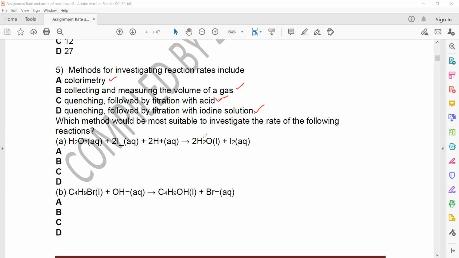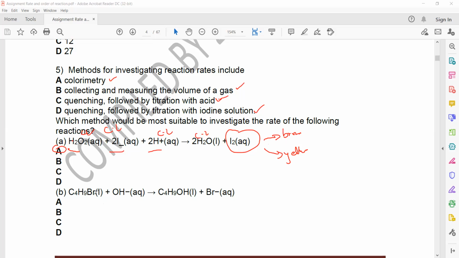Which method would be the most suitable to investigate the rate of the following reaction? Hydrogen peroxide reacts with iodide to produce an iodine molecule. Iodine, if it is high in concentration, will be brown in aqueous solution, and if it is low in concentration, it will be yellow. The other substances are colorless. So which method is the most suitable here? Colorimetry. Yes, so A will be the right answer.